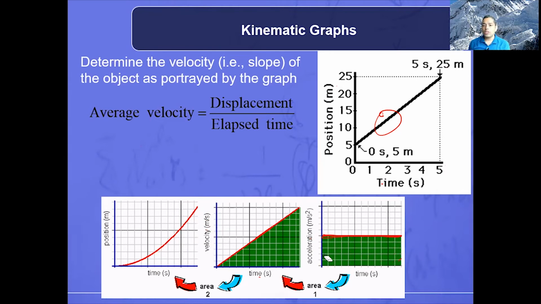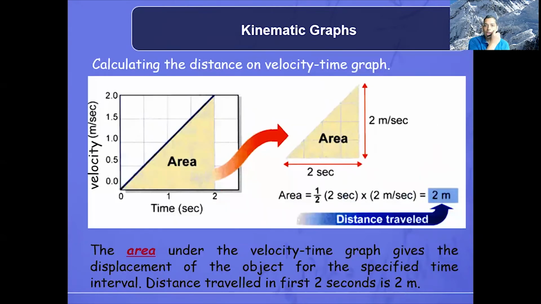Now similarly, if you have velocity versus time graph here and find the area, that area happens to be the position or displacement. So that's the beauty of these three graphs. You can convert one thing to the other thing. Okay, let me do an example here. Hopefully that will clarify the concept.